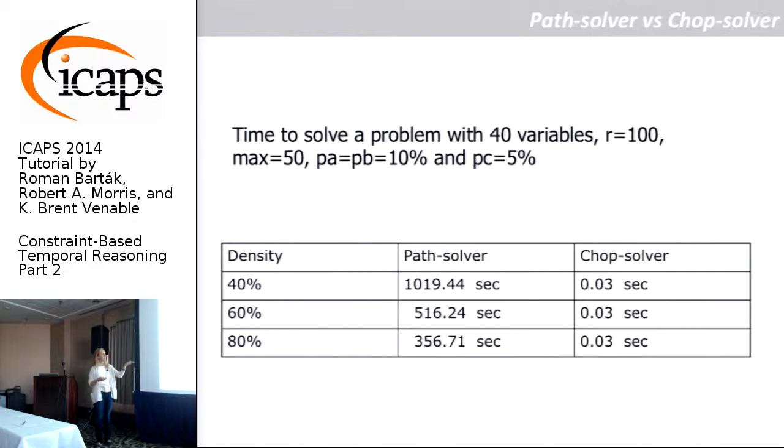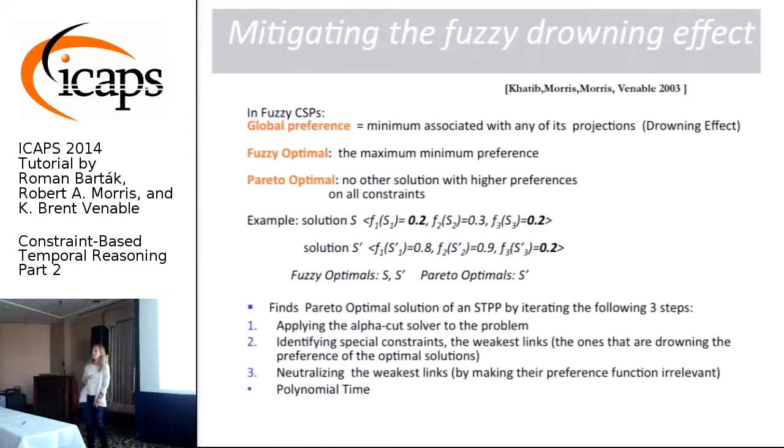Now, in general, you may not be able to do the trick unless you're using fuzzy preferences. So what is one bad thing about fuzzy preferences? Does anybody know? The point is that the preference of my solution is the worst thing that happens, right? The worst thing it gets across all the constraints. And this is called the drowning effect. So no matter how good something is, the preference is drowned into the worst thing, right? And this may not be desirable. It may be desirable in a critical situation where you really want to maximize that worst thing. If it's life or death, then you really want to maximize it.